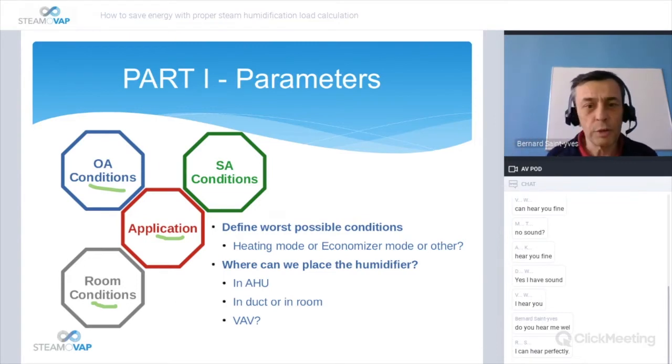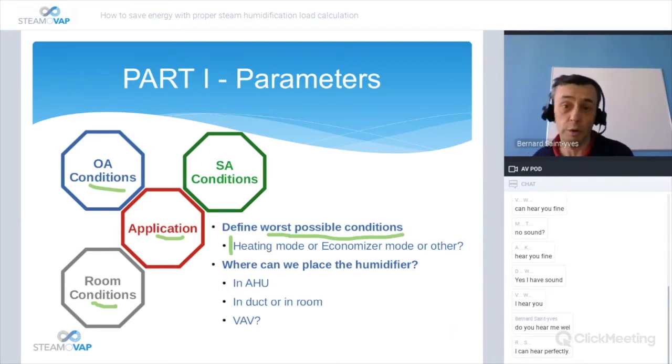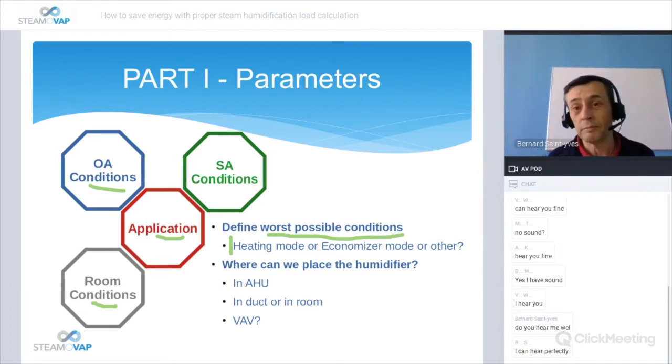So the first step would be to define what the worst possible condition for humidity is. Is it the heating mode? Is it the economizer mode? Or is it another mode? In Montreal or in the northern part of the US and Canada, most of the time it's a heating mode. But let's talk about Arizona, where it can be very dry and hot during spring or fall. Then maybe the worst condition would be economizer mode.